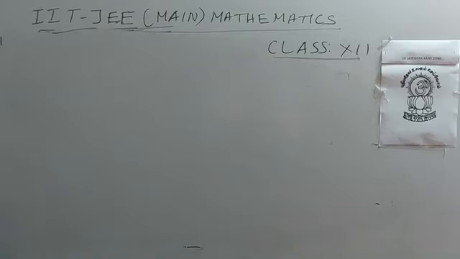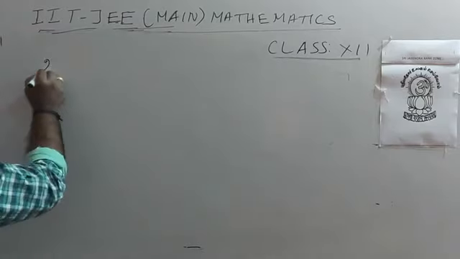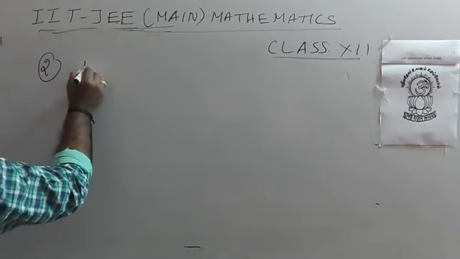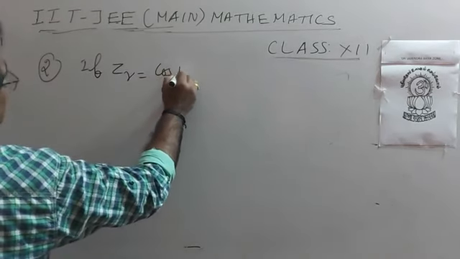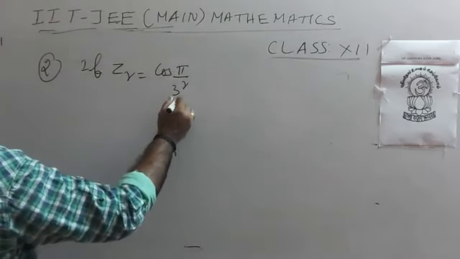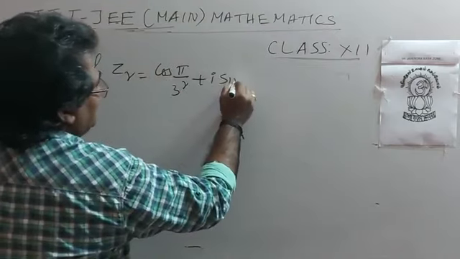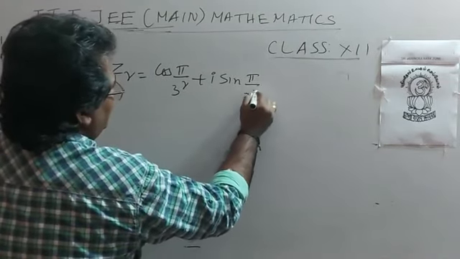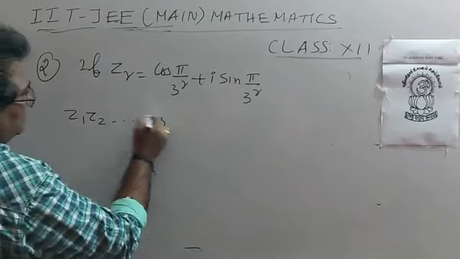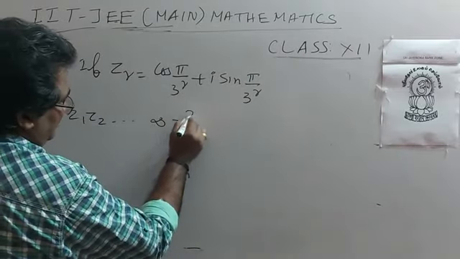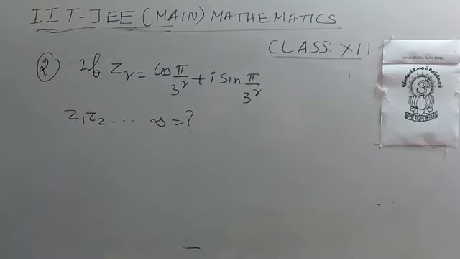Dear students, in this session we are going to see a few more concepts and problems related to that. If z_r equals cos (pi by 3) power r plus i sin (pi by 3) power r, find z1 z2 up to infinity. This is the same model we solved in the previous problem.